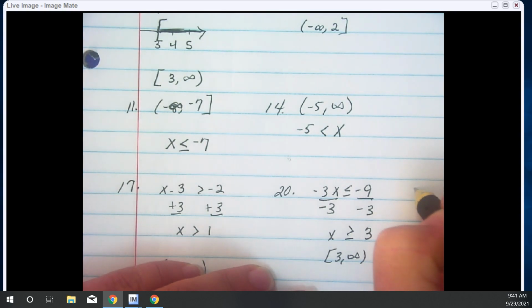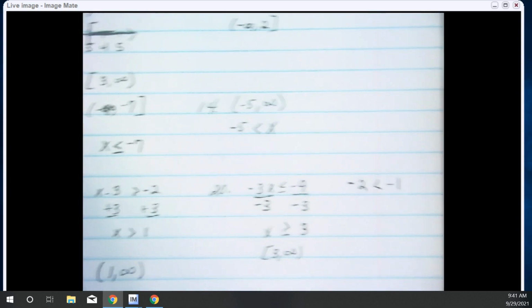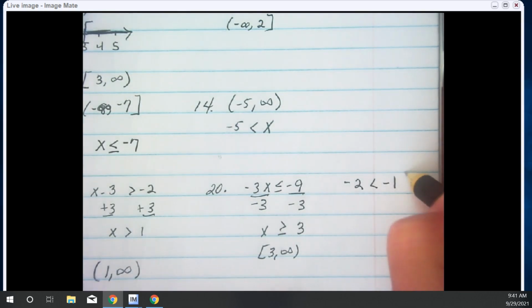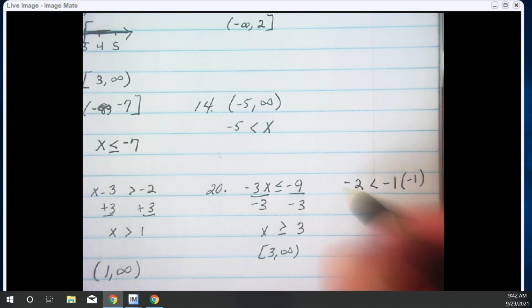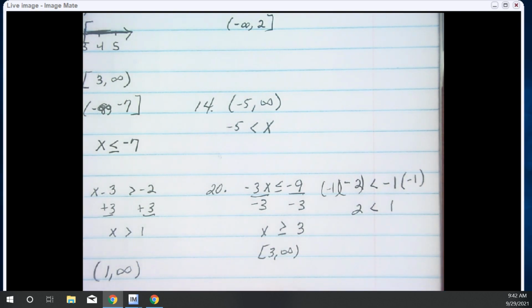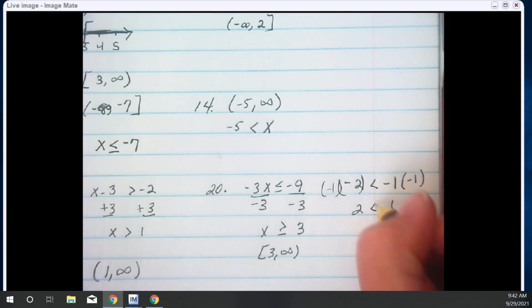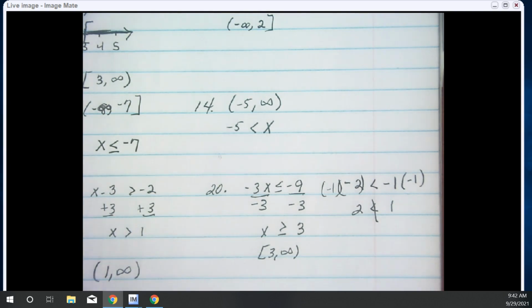Here's an example. -2 is less than -1, correct? Yes. If I multiply this by -1 on both sides, is 2 less than 1? No. So if you do not reverse that symbol, you're not going to have a true statement. So if you multiply or divide by a negative, you have to flip the symbol. Okay?